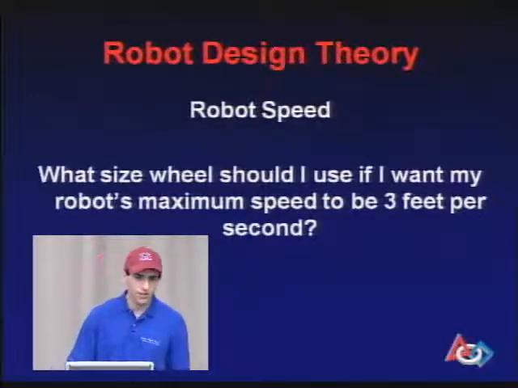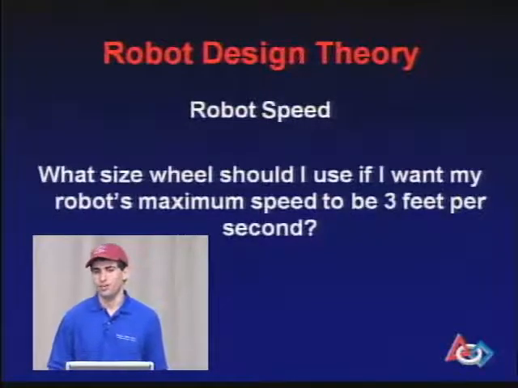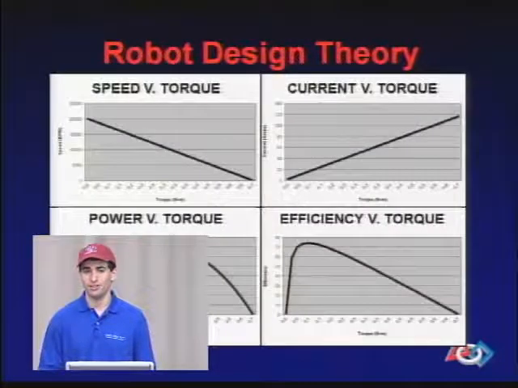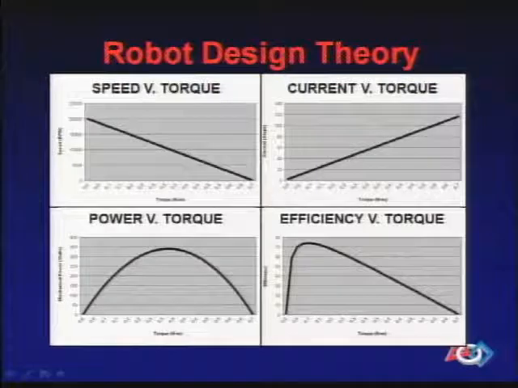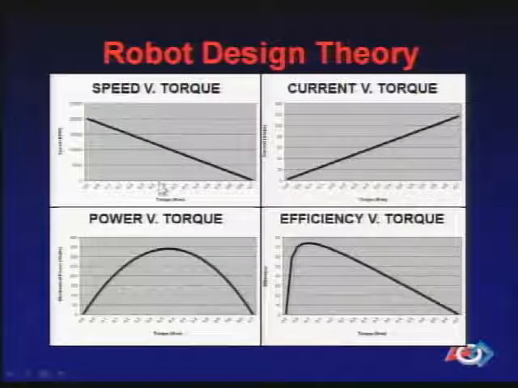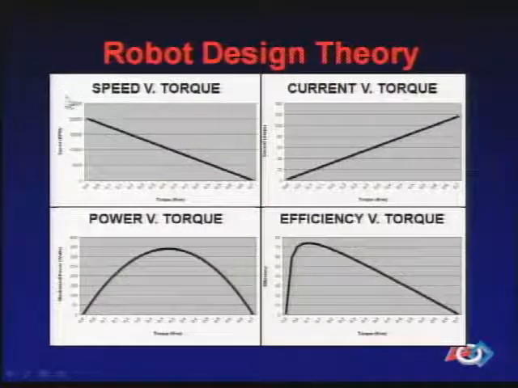Now, if you get an electric motor, you'll probably be able to find specs for it that will have graphs that look like these four on screen here. Now, these graphs all have a y-axis that varies, and the x-axis of these is all torque. The first graph here is speed versus torque.